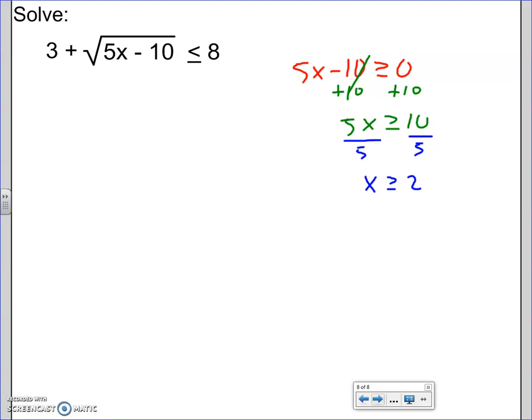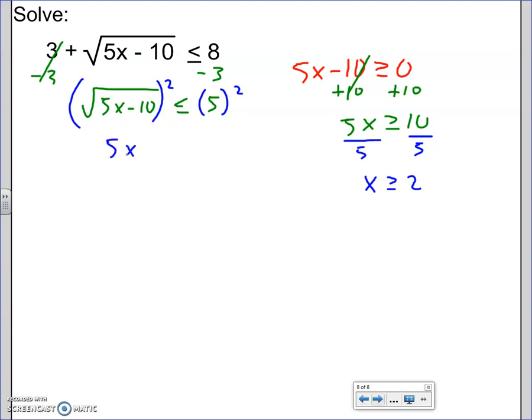So main problem, just like earlier, we're going to get the radical by itself. Subtract 3 both sides. So the positive square root of 5x minus 10 is less than or equal to 5. The radical is by itself. You can get rid of the radical by doing the correct power of both sides. So I'm going to square both sides. So this will be 5x minus 10 less than or equal to 25.